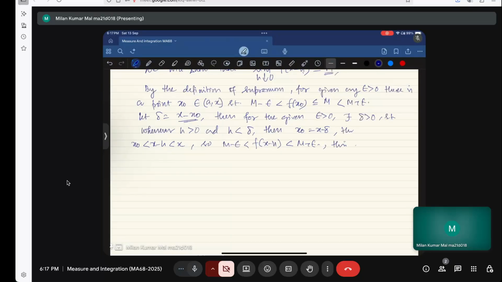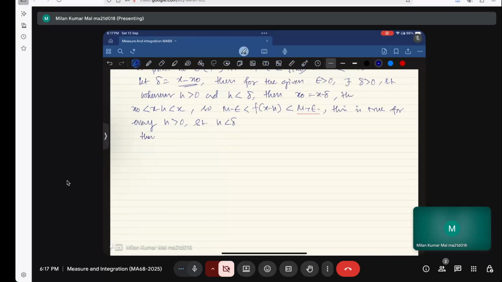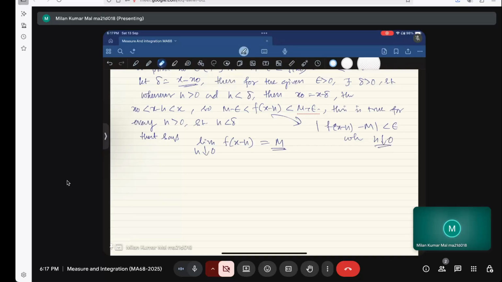This is true for every h greater than 0 such that h is less than delta. So the limit as h tends to 0 of f of x minus h must be equal to this m, because this is giving that the modulus of f of x minus h minus m is less than epsilon whenever h is tending to 0. Basically, whenever h is less than delta and h is positive.